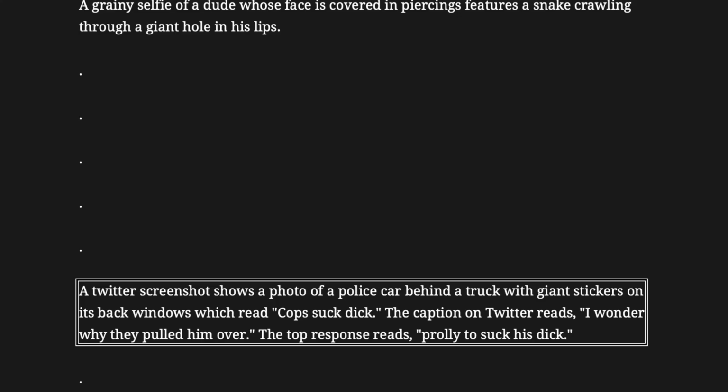It's very important that we write image descriptions so that you can accurately understand. A Twitter screenshot shows a photo of a police car behind the truck with giant stickers on its back windows which read, "Cops suck dick." The caption on Twitter reads, "I wonder why they pulled him over." The top response reads, "Probably to suck his dick."